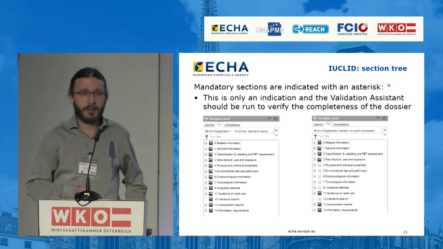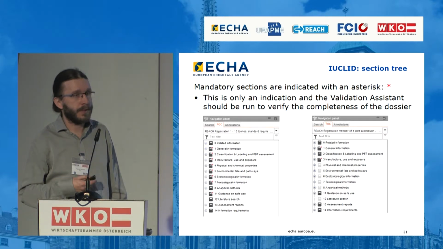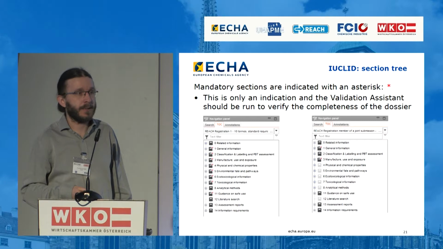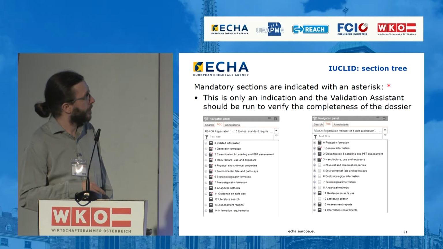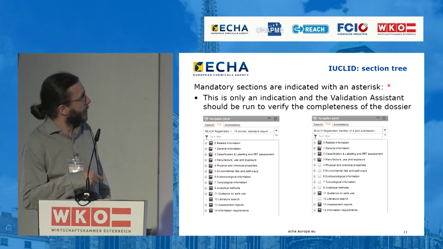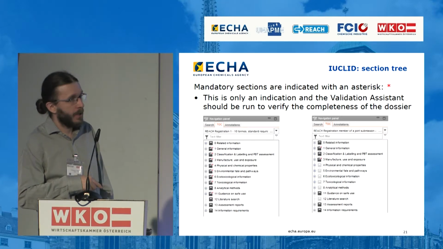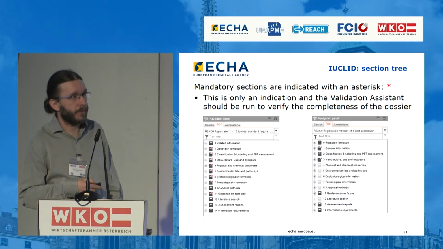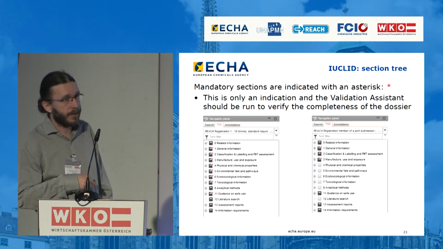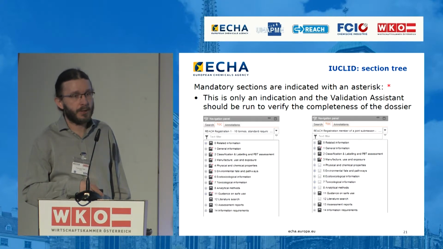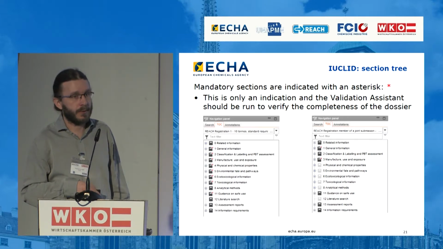So to help you entering the information in the Euclid dossier, I was saying a bit earlier that you can select a submission type. So if you are a lead and you prepare a registration dossier for a 1 to 10 ton tonnage band, you will select this type of dossier in this list, and section 3 will be modified according to the information requirements for this tonnage band. So you see that some red asterisks have been added there, and it is an indication for you where information is expected to be entered for this type of dossier.